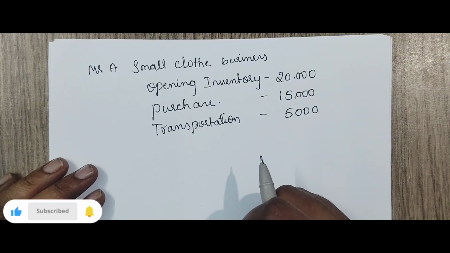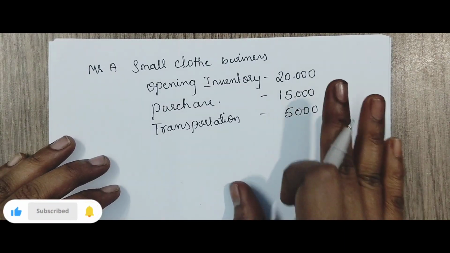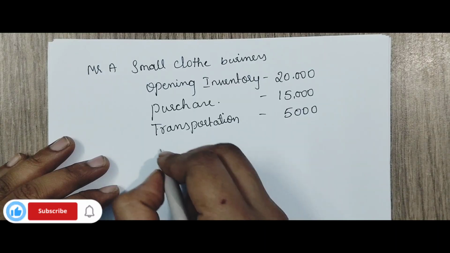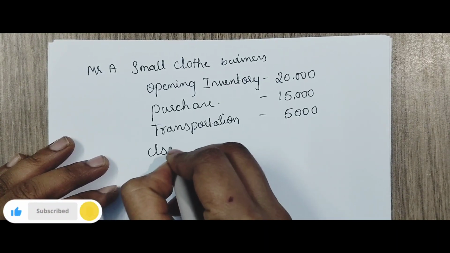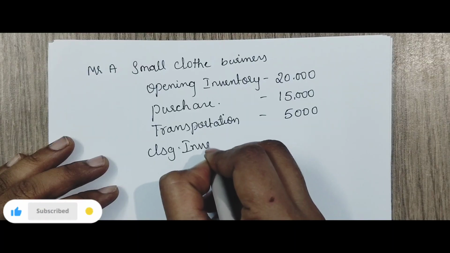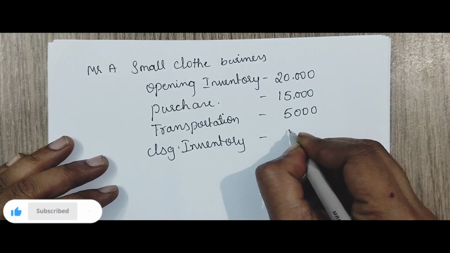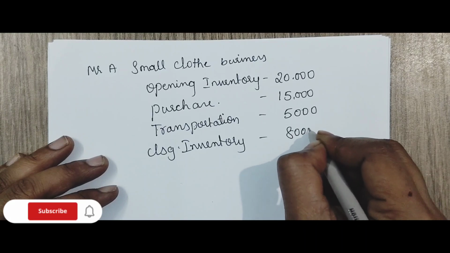Now, at the year end, he was not able to sell all the goods. The closing inventory, which remained as unsold, is 8,000.